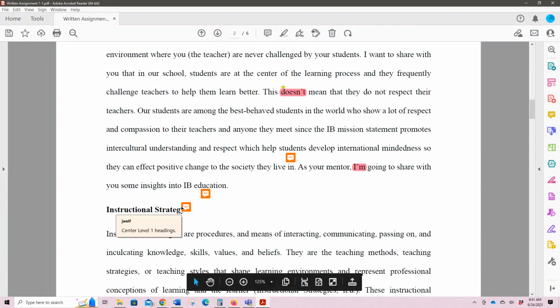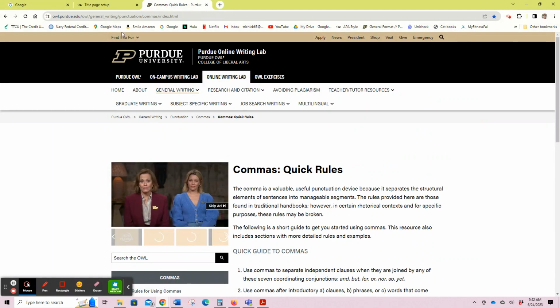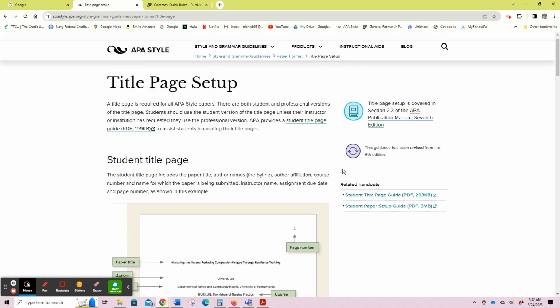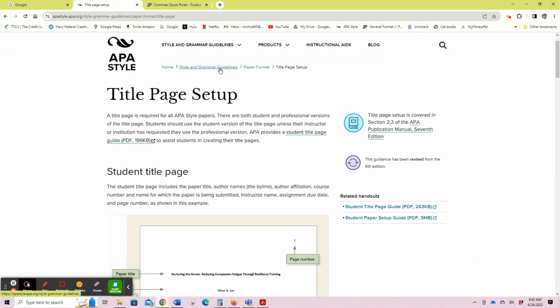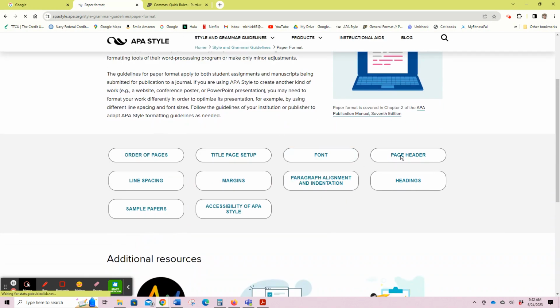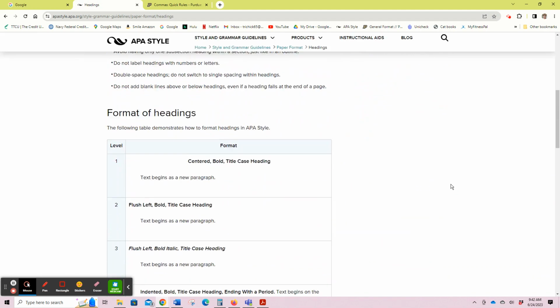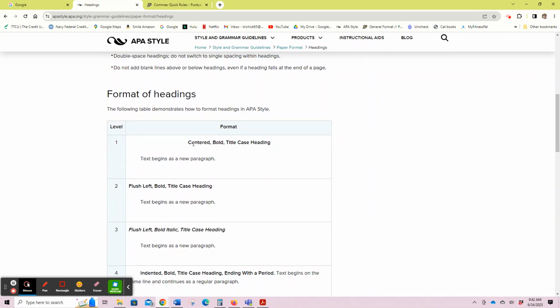All right, here all level 1 headings should be centered, so you can get that information from APA style or Purdue OWL. So if we go to paper format, page headings. Yeah, I'm sorry. So they go in different levels. All right. So this is a level 1 centered.